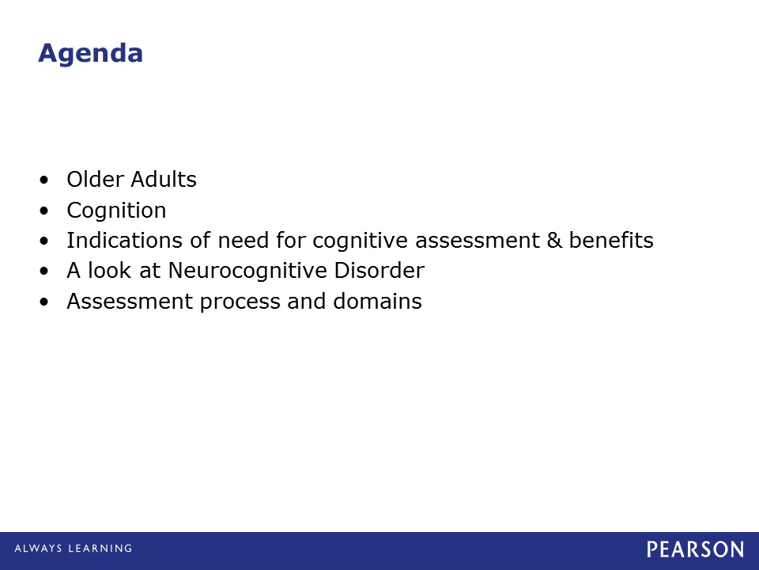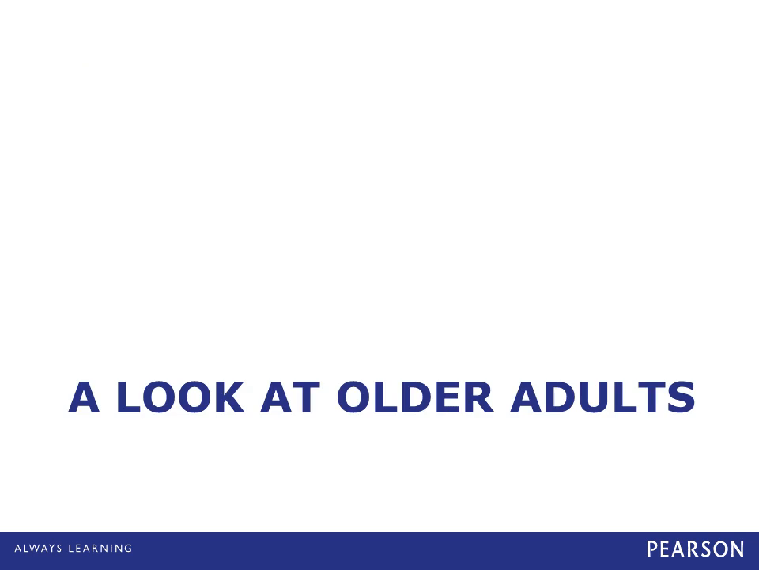And then look at neurocognitive disorder, which is the new DSM-5 categorization of what we've previously thought of as dementing disorders, or previously categorized as dementing disorders. And then cover just a little bit about the assessment process and the domains that you would look at with a cognitive assessment. So first, just quickly, some information about older adults in general.